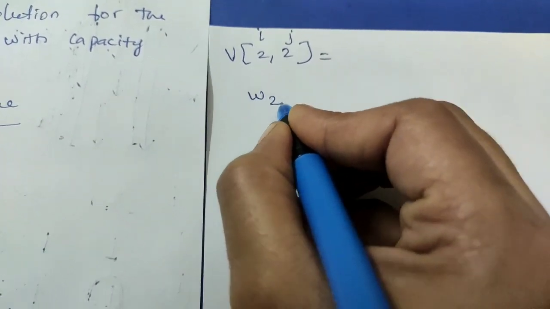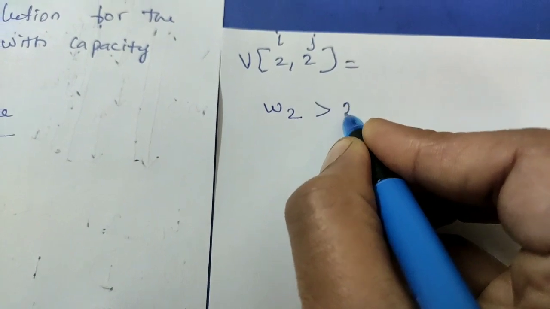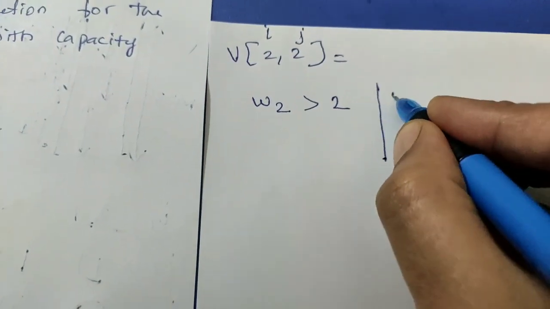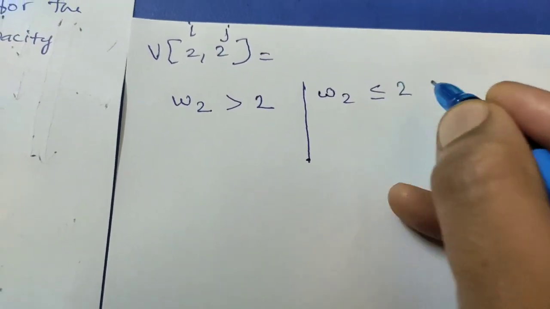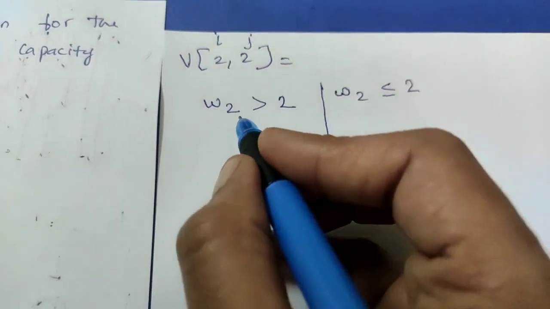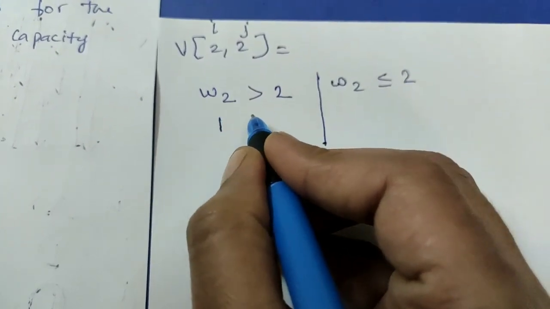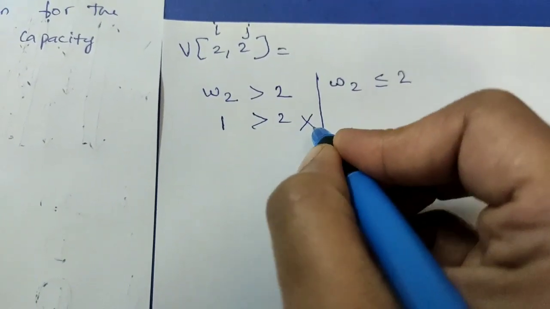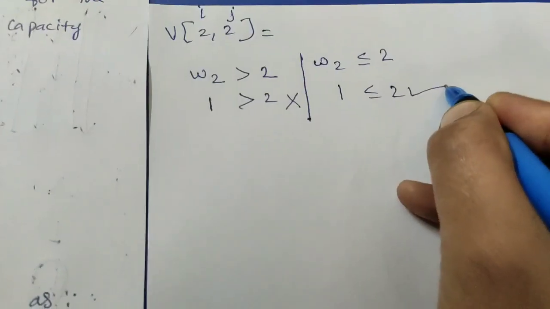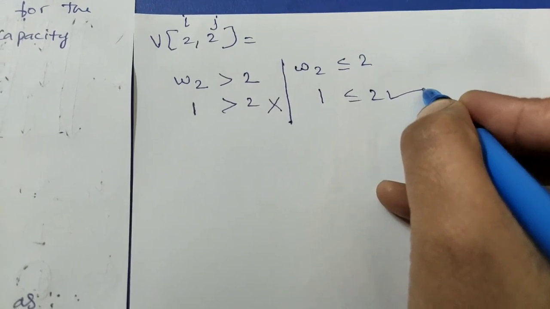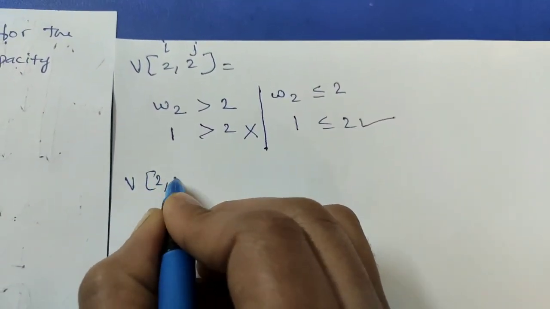We will check whether the weight of the second item is greater than the current knapsack capacity J, that is 2, or whether the weight of the second item is less than or equal to the current knapsack capacity J, that is 2. The weight of the second item in the given question is 1. Is 1 greater than 2? No. Here 1 is less than or equal to 2. This condition is true. So I am going to apply the third formula, to calculate the location V of 2, 2.